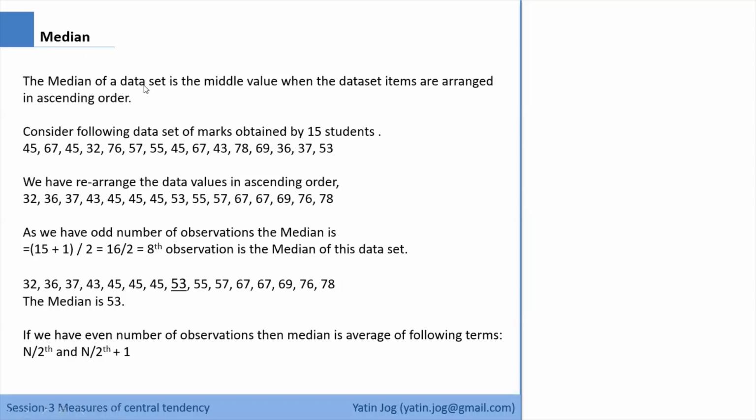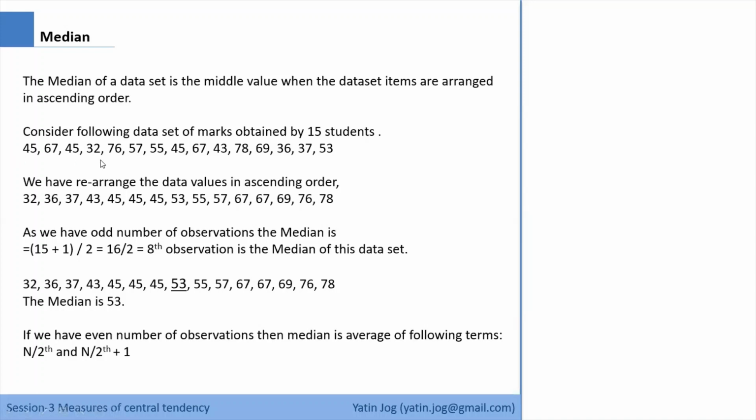If you are trying to understand the location-wise interpretation of a data set, then first of all we have to arrange the data set in ascending order. So that is step number one for median. The median of a data set is the middle value when the data set is arranged in ascending order.